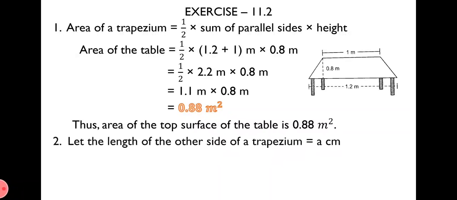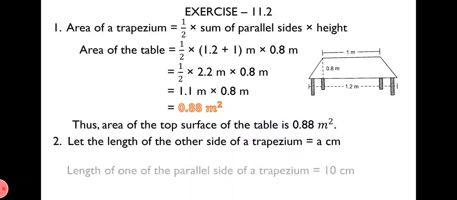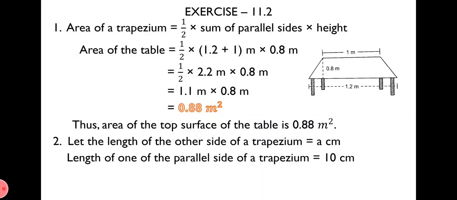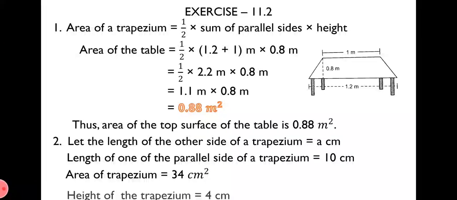So, question number 2: let the length of the other side of a trapezium equal to a centimeter. Already it is given, length of one of the parallel sides of a trapezium is 10 centimeter and the area of trapezium equal to 34 centimeters square and height of the trapezium equal to 4 centimeter. So, using these measurements, we can find the missing parallel side length.